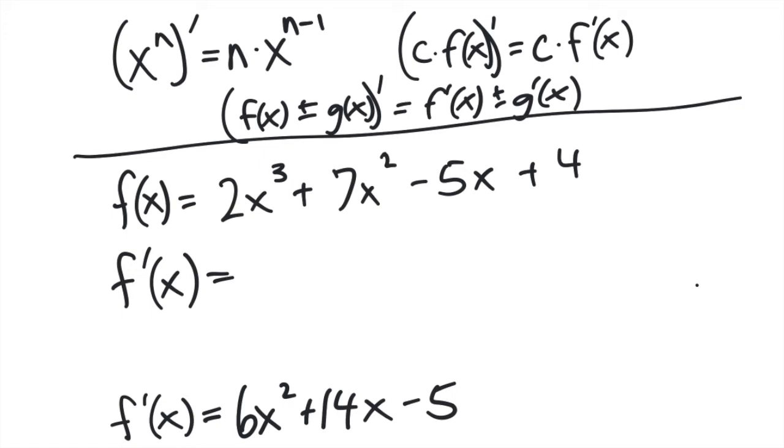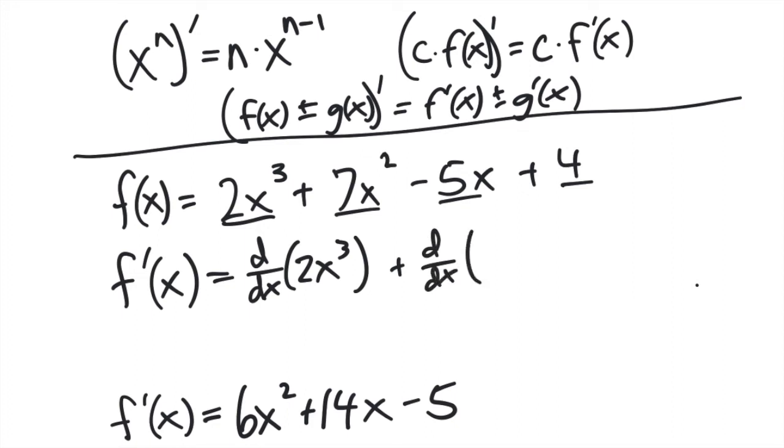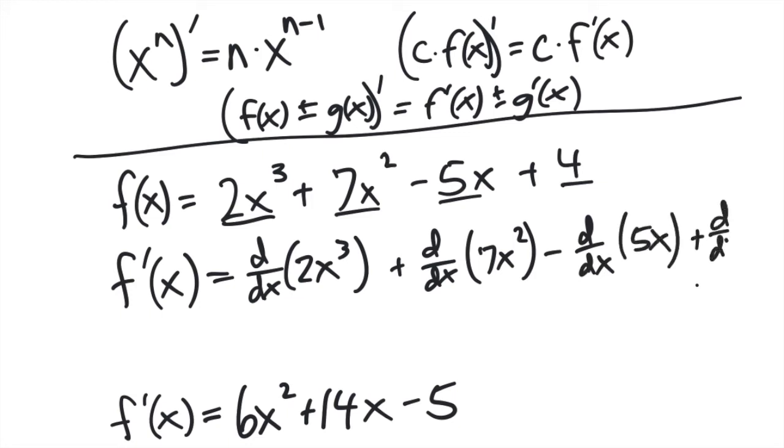And so when we take the derivative of this whole function f, remember we can take the derivative of each of those four terms separately. So in other words, we can say what is d over dx of 2x to the third? And then, okay, great, what is d over dx of 7x squared? What is d over dx? Well, I guess it's minus there, isn't it? So it doesn't really matter, it works for plus and minus, okay? So then minus d over dx of 5x, and then plus d over dx of 4. Okay, so we break it down piece by piece.